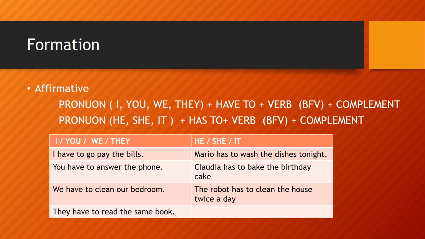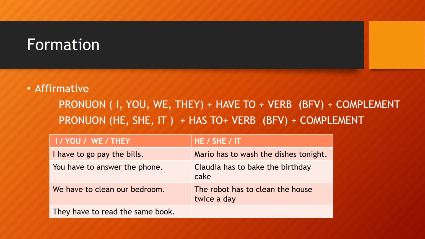Now we're gonna go to the formation. As always, every grammar we study, it has a structure. It has a formation. And we're gonna start with the affirmative. The affirmative formation starts with the pronoun. Then we're gonna add the have to, or if you chose a third person pronoun, you're gonna need to add has to. Remember that the third person was important? Well, if you choose to write an affirmative sentence with a third person pronoun, you're gonna be using has to.